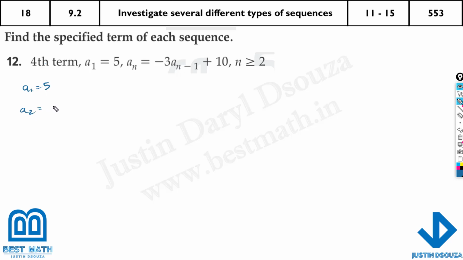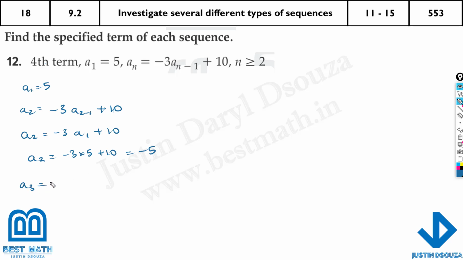What about A2? Even though it's a written exam, just start finding the terms, that's more than enough. A2 will be here. Instead of n, I put 2 because this is for n greater than or equal to 2. So I can use that formula. Minus 3, A2 minus 1 plus 10. Now what happens? A2 will be equal to, this is going to be 2 minus 1, that's the previous term, A1 plus 10. Now all you need to do is, you can do it in the calculator. Minus 3 times 5 plus 10. That's minus 15 plus 10. That is minus 5.